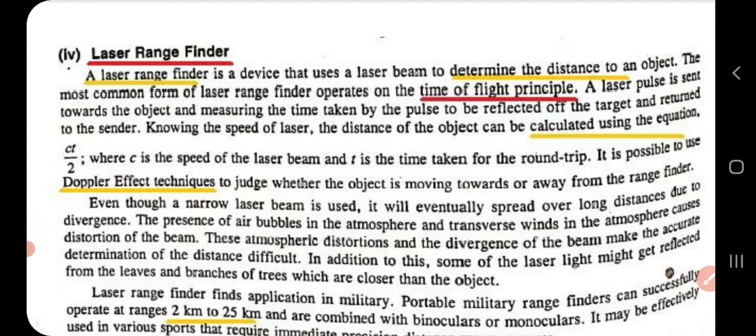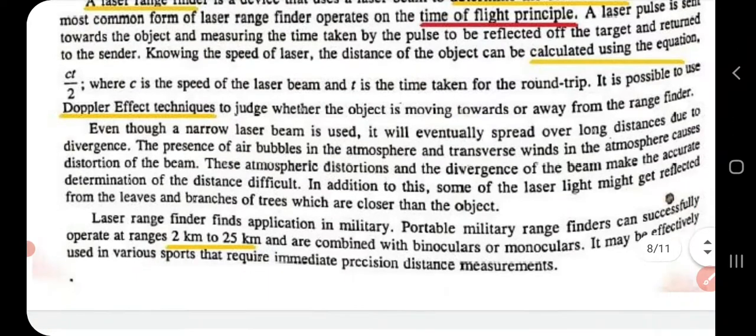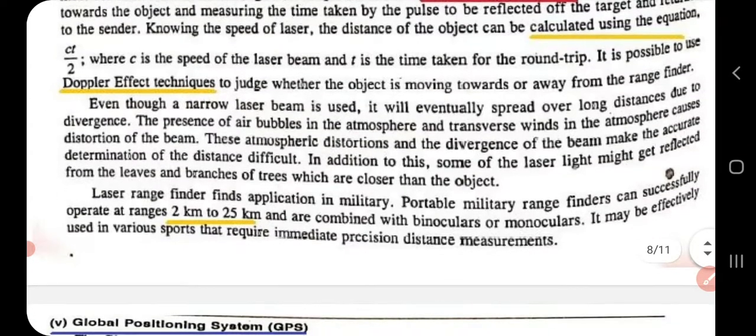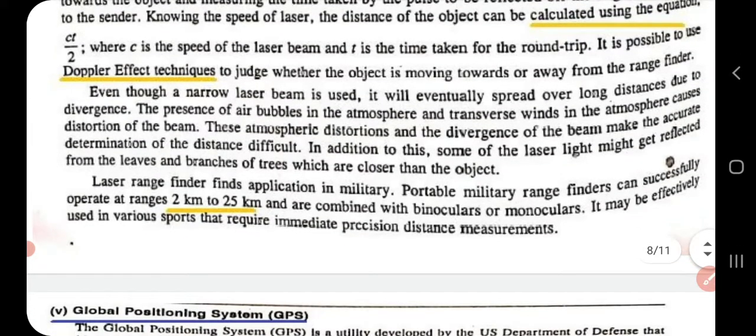Now the laser beam is very narrow, but when it travels over long distances, there are chances for it to spread. At the same time, it can also be disturbed by atmospheric disturbance and winds, so there are chances for it to get diverged, and so the accuracy of distance measurement using this laser range method is very poor.